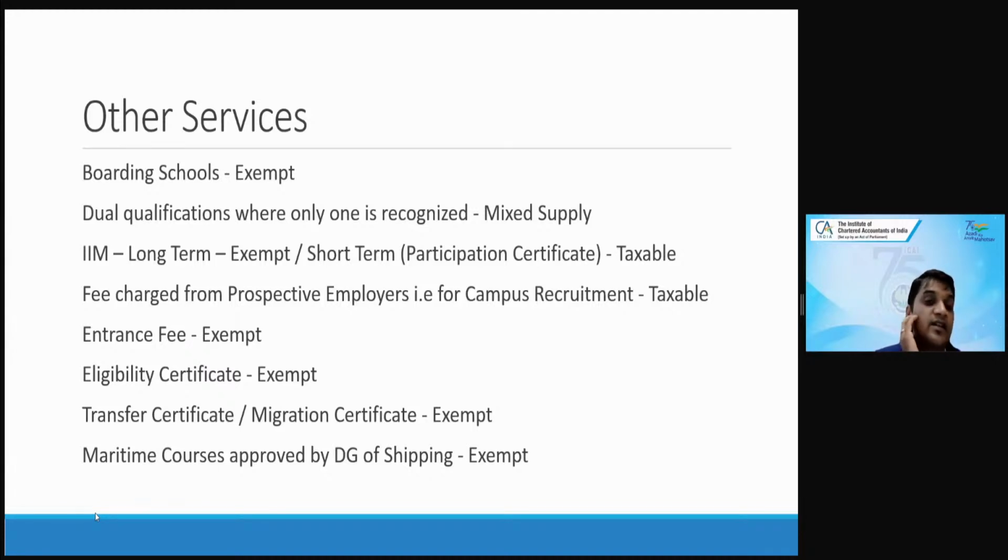Then next, any kind of entrance fees is exempted. The entrance fees will be exempted, and the certificate which is given, called the eligibility certificate, is also exempted. Then the transfer certificate: after you finish your school or college, you get a transfer certificate. That transfer certificate is exempted. Then maritime courses approved by the DG, the Director General of Shipping, are also exempted.